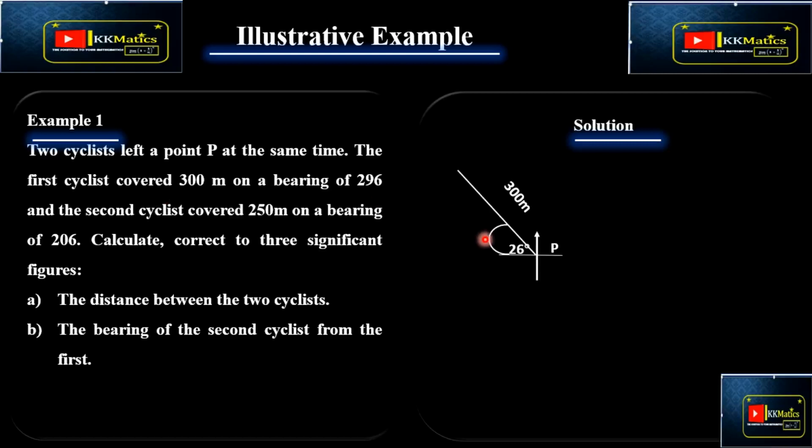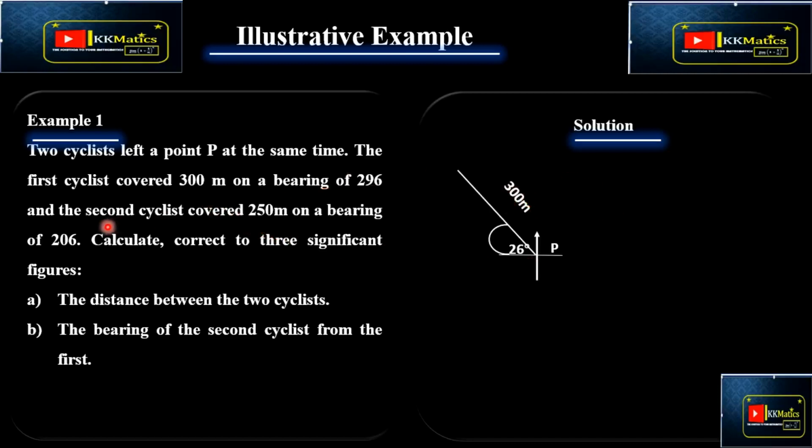The bearing of 296 will lie in the fourth quadrant. This is 270, so 270 plus 26 degrees gives us 296. That is the reason why you see the 26 degrees there. Since it's a three-figure bearing, it's important to write 026 degrees, but it's written here as 26 degrees. And the distance is 300 meters, so it's written there.